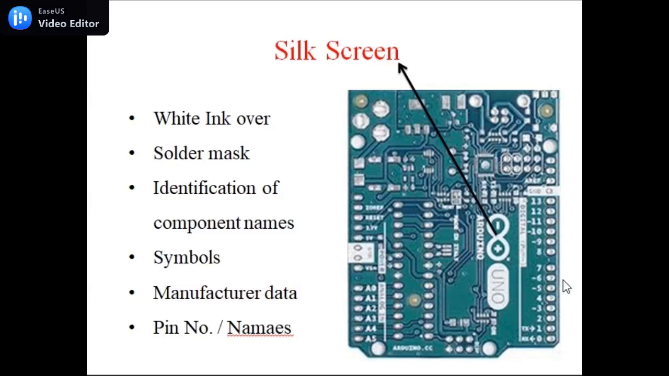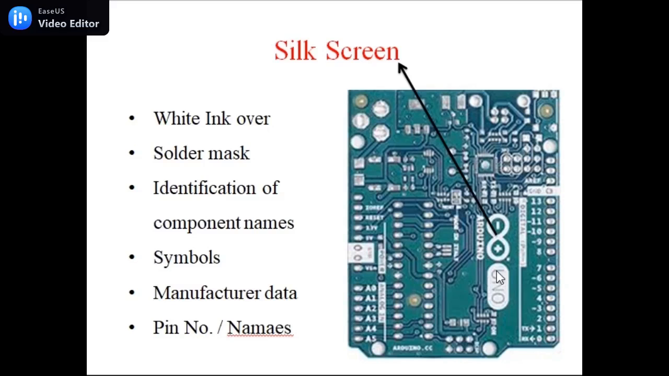Can you notice something in white color on this PCB? That white color marking is called silk screen. This silk screen is a white ink over the solder mask. It is there for identification of the components, because in this kind of PCB we don't have anything for identifying the components, and we have to rely on our schematic and the layout to identify where we have to place the components.